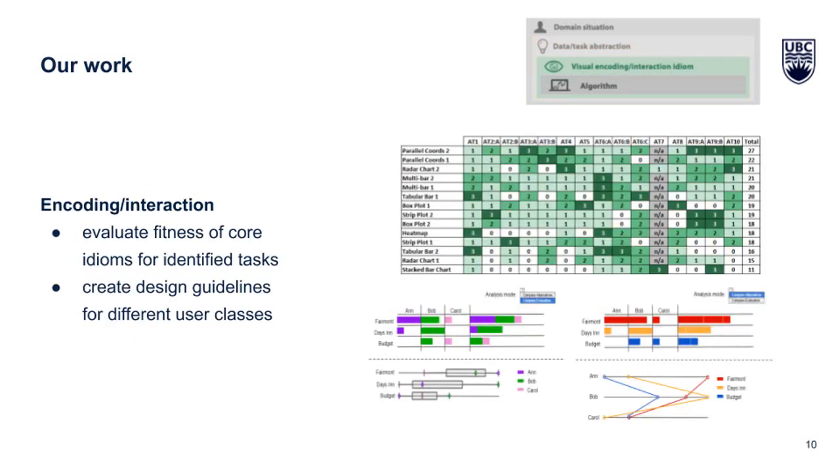At the encodings and interactions level of the nested model, having identified domain-independent task models for GDM scenarios, we then evaluated the fitness of core visualization idioms for the most fundamental visualization tasks. We then used the results of that evaluation to create preliminary design guidelines for developers of preference inspection support tools for the simplest preference models.